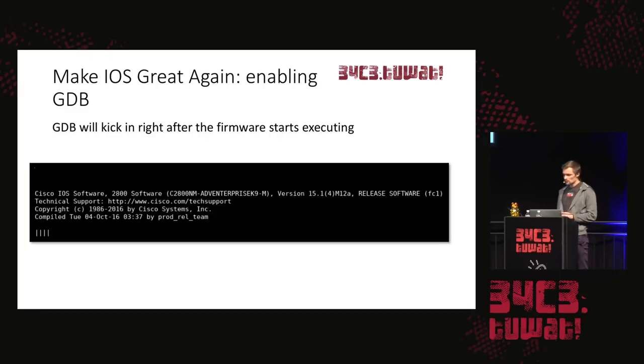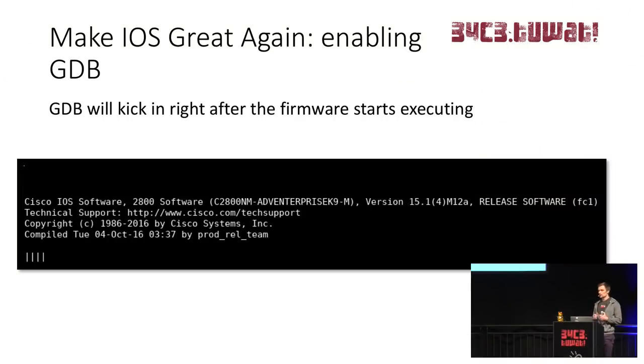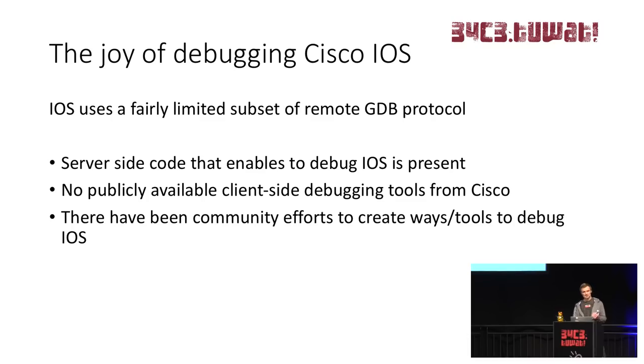Now, you can just use your favorite GDB debugger in Linux and connect it to iOS via serial port, because iOS uses a slightly different subset of commands of the GDB protocol. It has a server-side GDB, but the client side should be accustomed to this GDB server. Basically, there is no publicly and officially available client-side debugging tool for iOS, and that is because this is intended for Cisco engineers to do.